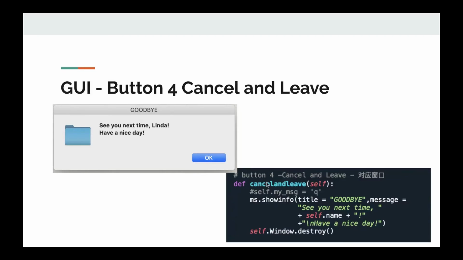Here is the last button, button number 4, cancel and leave. The code is very short. We only implement one message box that shows, see you next time, username, have a nice day. When clicking on OK, this message box, as well as the main window, will be destroyed.